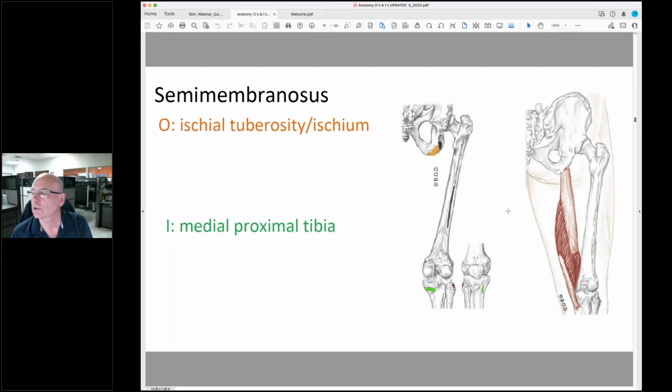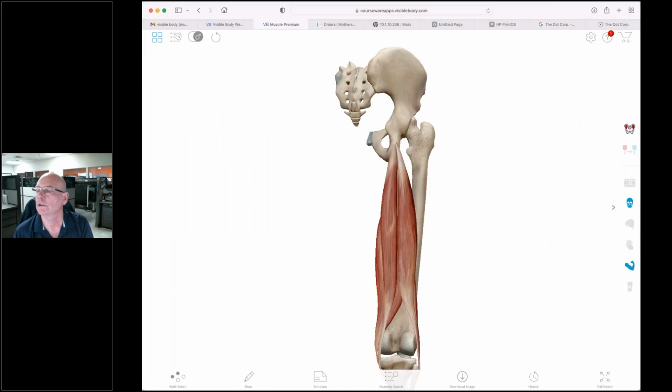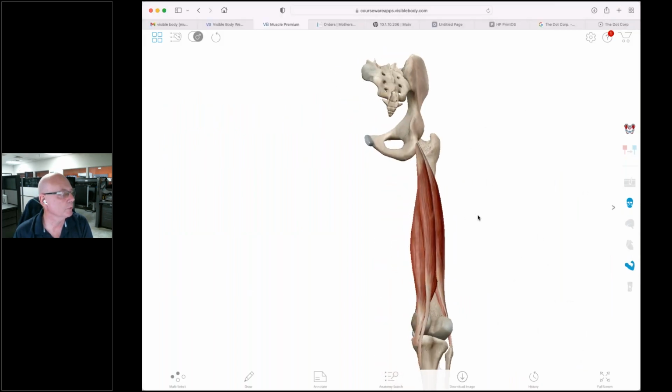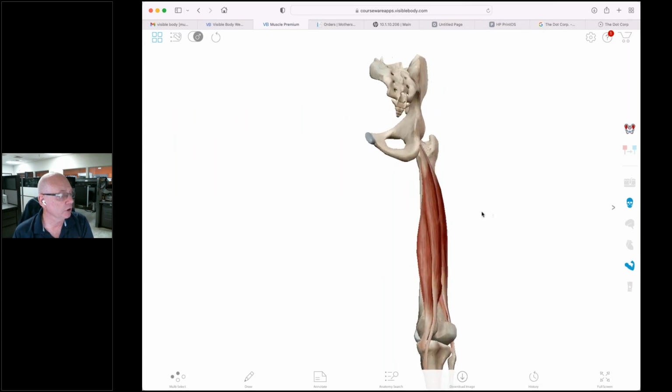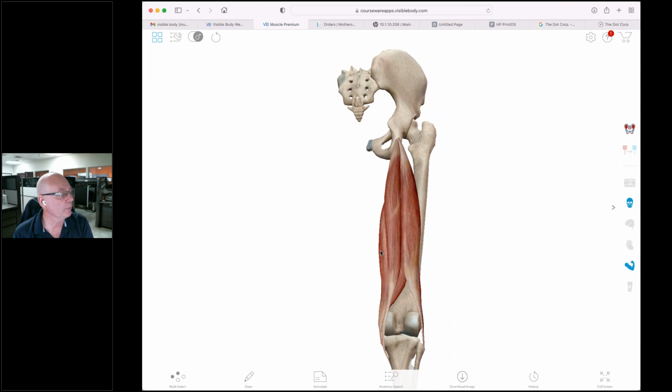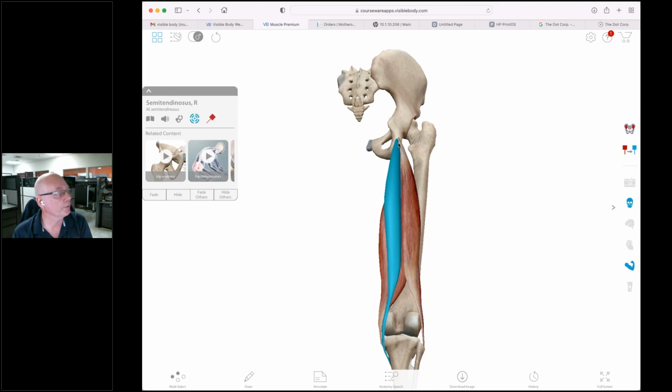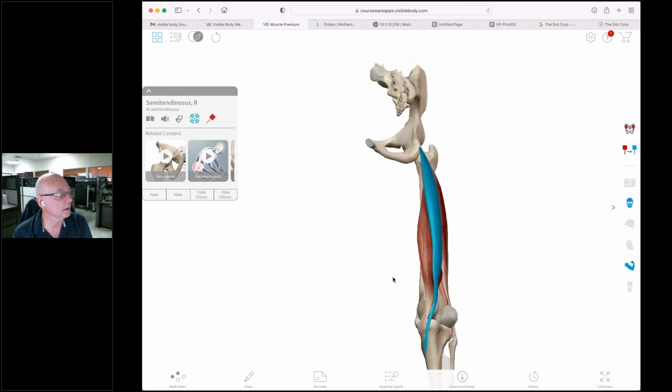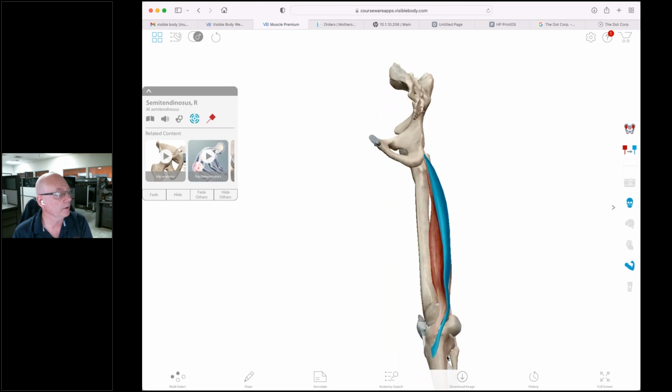All right. So that was the video for the hamstrings. And let me see if I can change the screen. Yeah, there we go. I brought up the hamstrings just to show you the semimembranosus and semitendinosus. Once again, all three of them coming to the ischial tuberosity. They're not in the exact same place, but the medial proximal tibia gives you an idea.